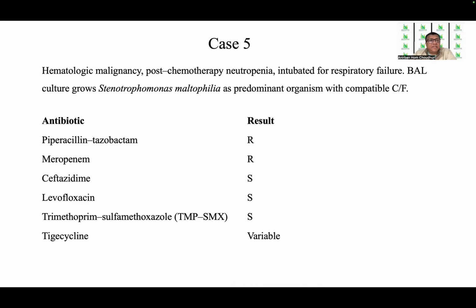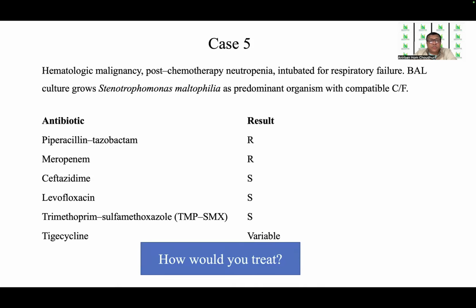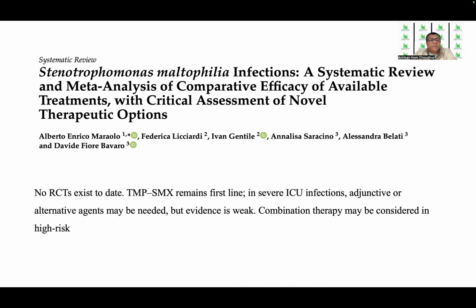Moving on to the next case: a hematological malignancy patient, post-chemotherapy neutropenia, intubated for respiratory failure. The BAL grows Stenotrophomonas maltophilia as the predominant organism with compatible clinical features. That is, the patient is clinically also sick, and hence it is not just a contaminant. The antibiogram shows resistance to piptaz and mero, but susceptibility to ceftazidime, levofloxacin, trimethoprim-sulfamethoxazole, and tigecycline, which shows variable. So how do you treat this patient?